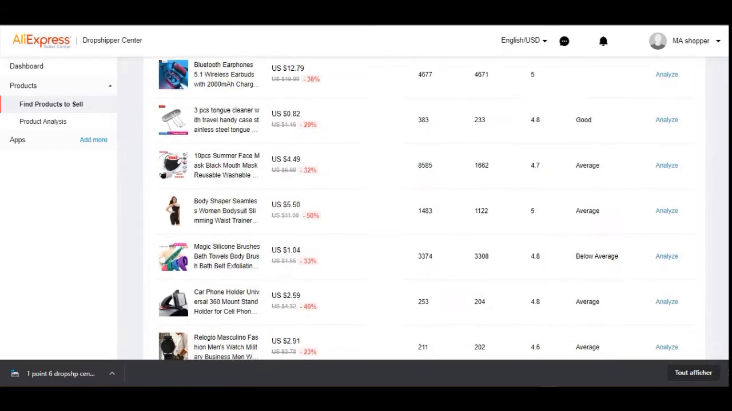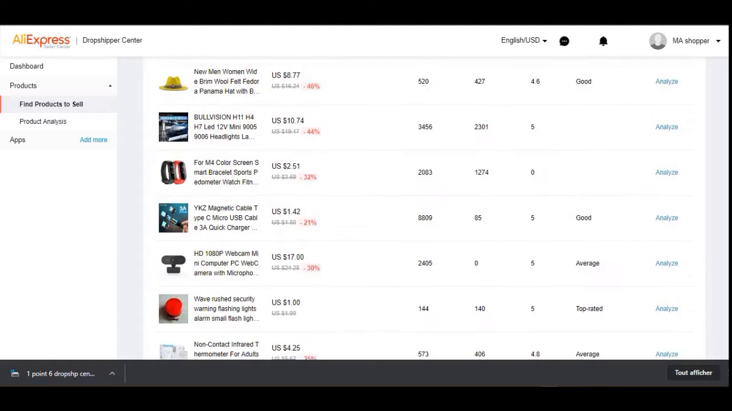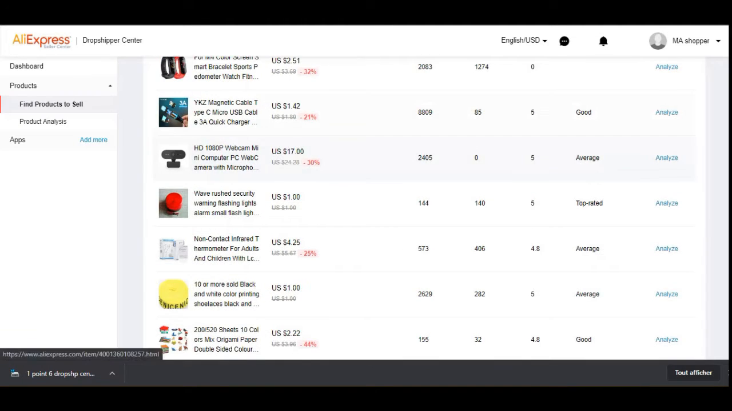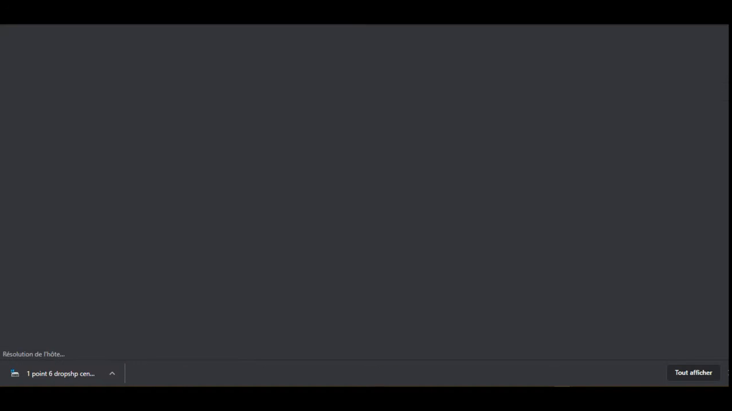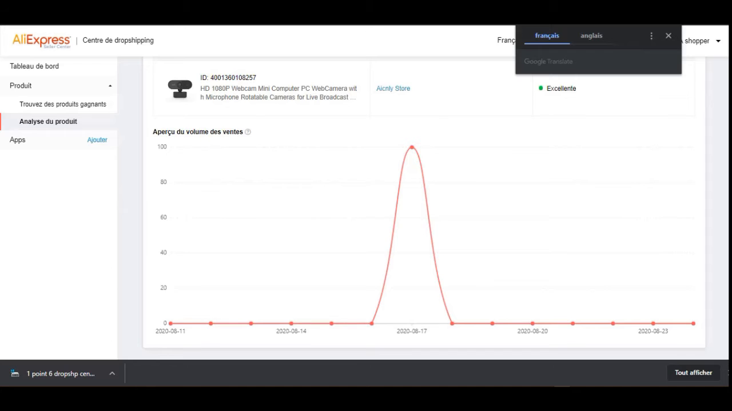And in case you don't know how to pick a product, the free and easiest way to do so is to go to AliExpress Dropshipping Center. Create an account for free. And it'll give you access to a bunch of top selling products on AliExpress.